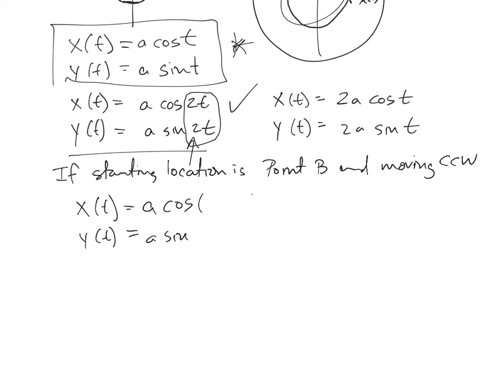My argument is going to change though, right? I used to have just t, can't do that anymore. What do I need the argument to be equal to for the cos and sine functions when t is equal to 0? At t equal to 0, I got to be at my starting point, which is at b. Right? My starting point is now up here. So what do I need the argument of my cos and sine functions to be when t is equal to 0? I need pi by 2.